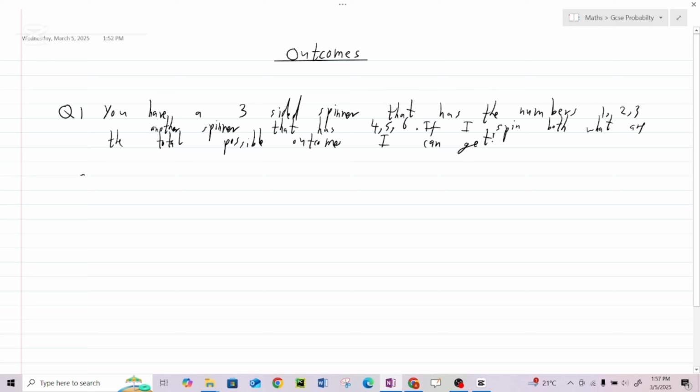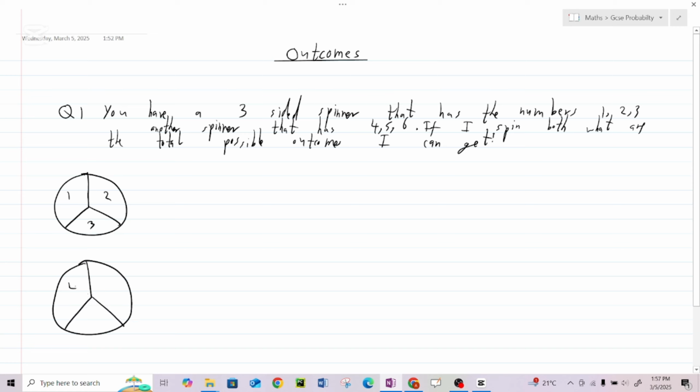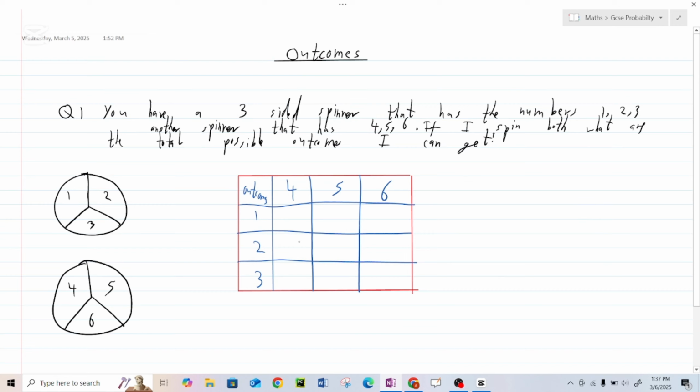Okay, so we have one spinner. Let's say I make a spinner here, 1, 2, 3. Another spinner here where we have 4, 5, and 6. For this, let's first make our box. Now one outcome we can get is that we get 1 on this spinner and 4 on the other spinner. That's going to give us 5. If I get 2 on that spinner, then I get 4, that would be 6. And then I get 4 and I get 3, that's 7.